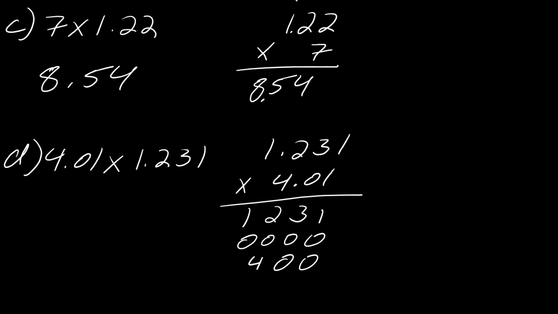4 times 3 is 12. 4 times 2 is 8 plus the 1. And then 4 times 1 is 4. So here's everything. So I'm going to add all of this. This is quite the adventure.